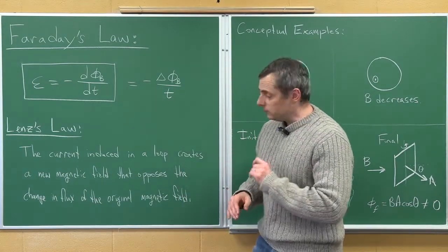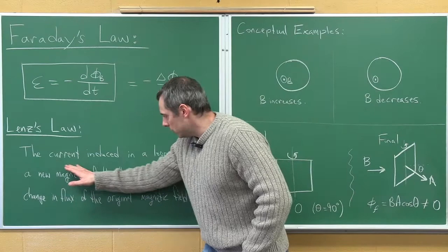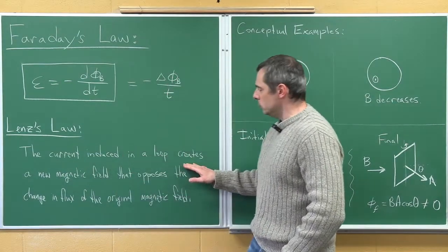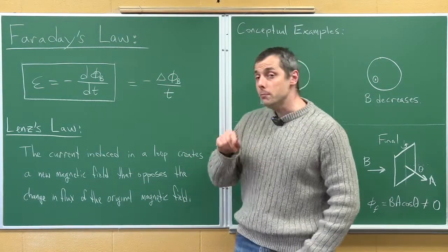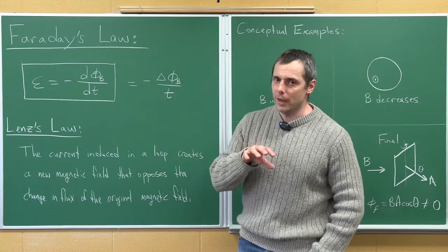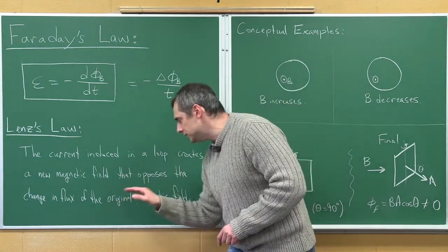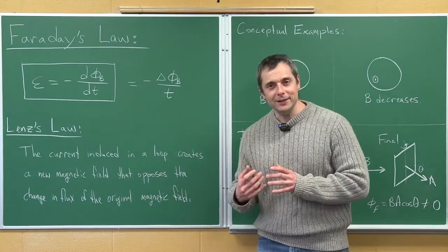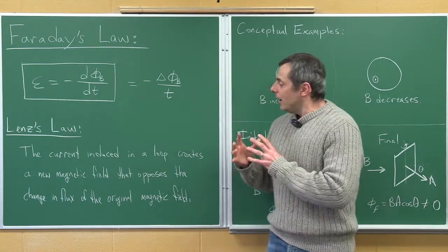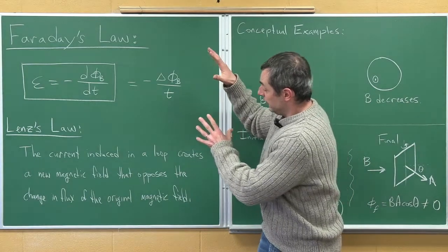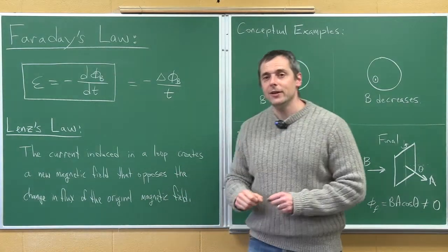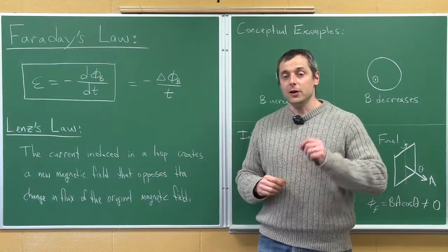So what is Lenz's law? It's written out here. The current induced in a loop creates a new magnetic field, not the old magnet, but its own new magnetic field that opposes the change in flux of the original magnetic field. So what I'm going to do is create a pause to allow you to copy this down. Go ahead and copy this down.